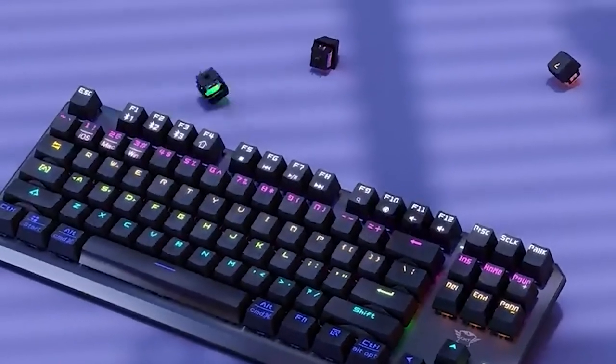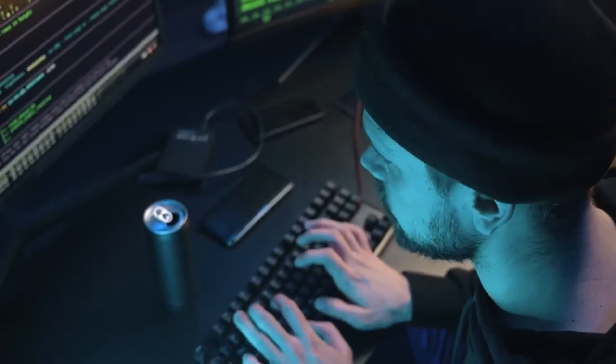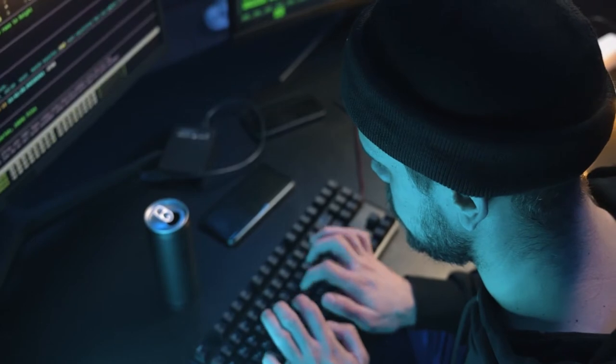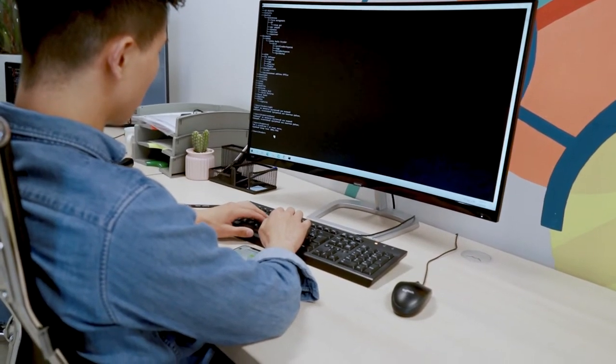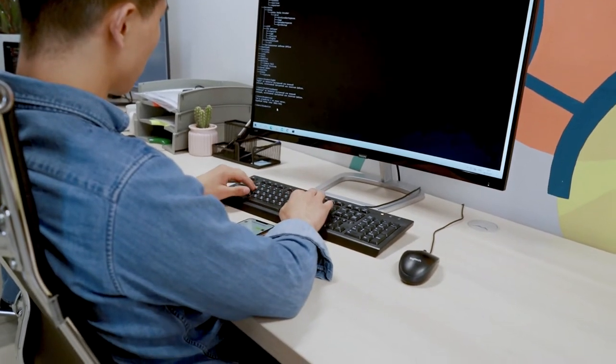The Trust Callaz TKL mechanical keyboard gives you solid key performance and a choice of 20 different RGB lighting modes for not much money at all. If the TKL form factor is the one that you're after, and you don't have much money to spend, then this could be for you.